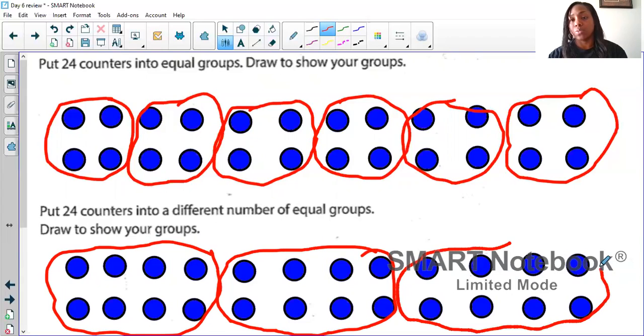So how many groups do I have now? I've got 1, 2, 3 groups of how many? 3 groups of 8. Very good.